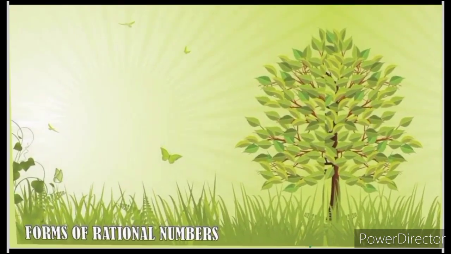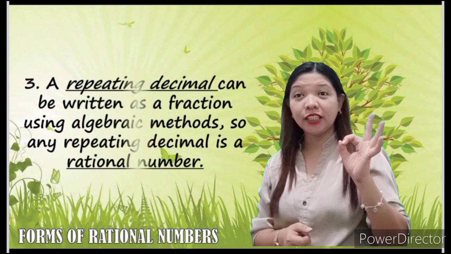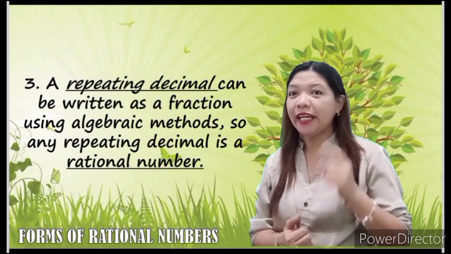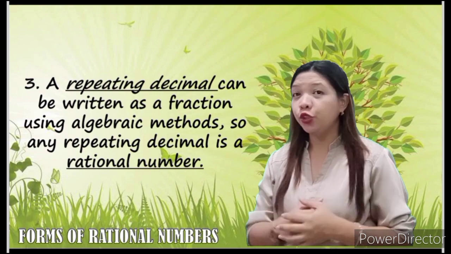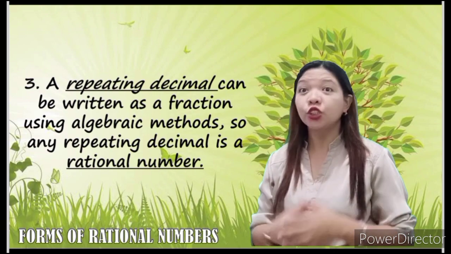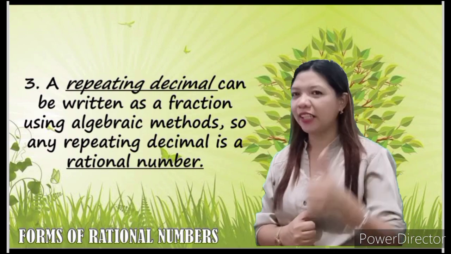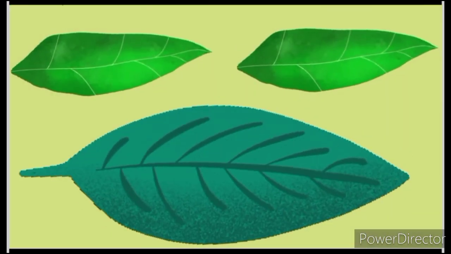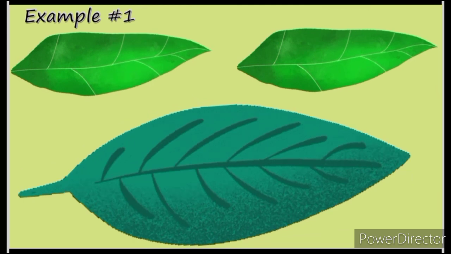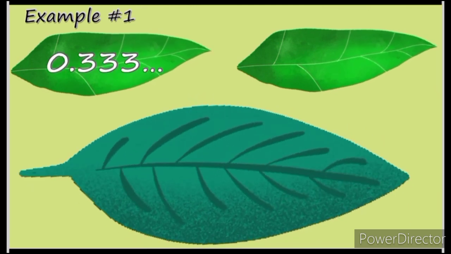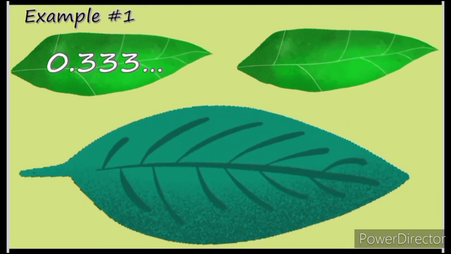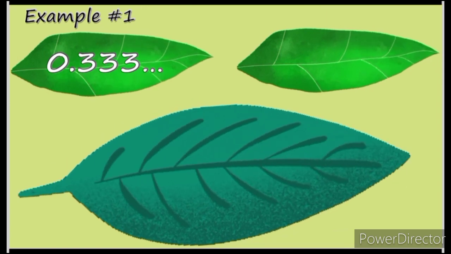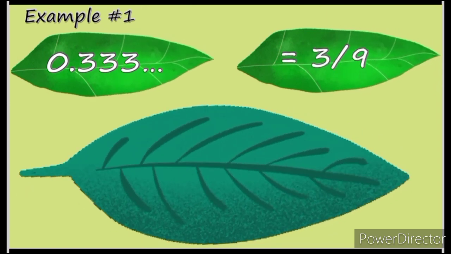Number 3. Repeating decimal. It can be written as a fraction using algebraic methods. So any repeating decimal is a rational number. Let's have example number 1. We have here 0.333 and 3 dots, meaning the number 3 is repeated. And this is equal to 3 over 9.